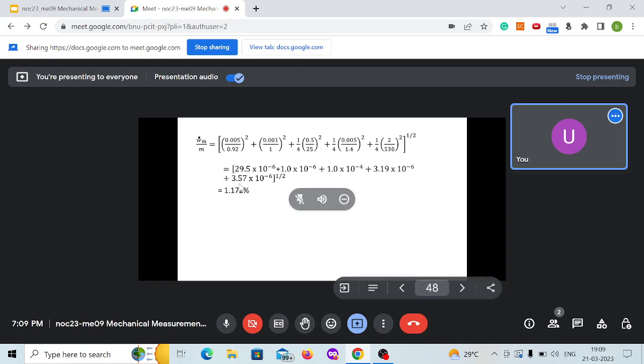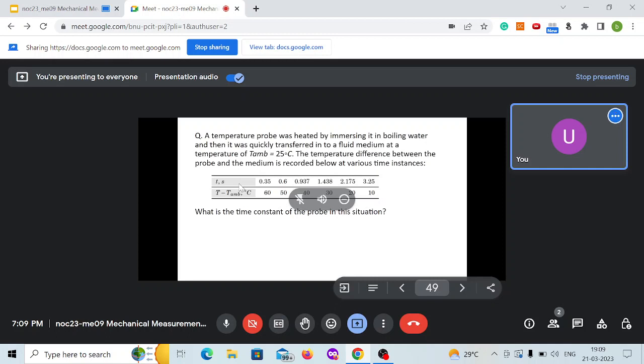So next, we have a temperature probe which was heated by immersing it in boiling water, and then it was quickly transferred into a fluid medium at an ambient temperature T amb of 25 degrees Celsius. The probe would have reached the boiling water temperature, and then we are transferring it to a fluid medium at ambient temperature. So we are taking that out at the ambient condition of 25 degrees Celsius.